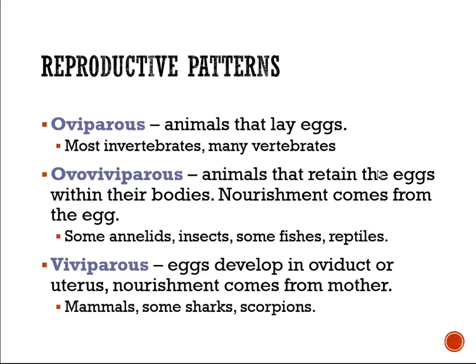Now, viviparous, this is where the eggs don't have a shell or a membrane that separates them. They're actually connected to the mother in some way, okay? And that will be something that we'll talk about, what are the different ways that you can do that.